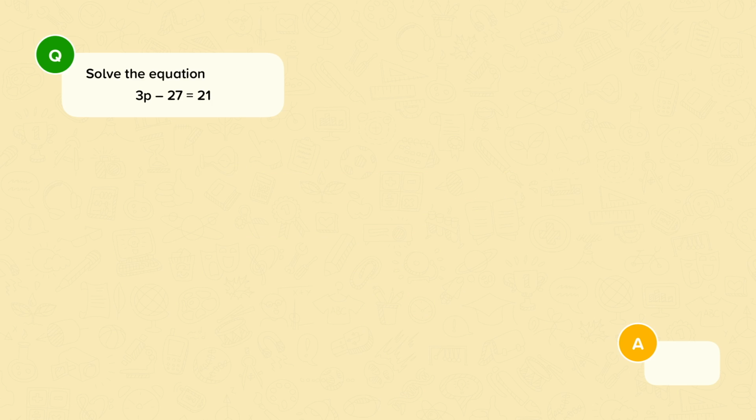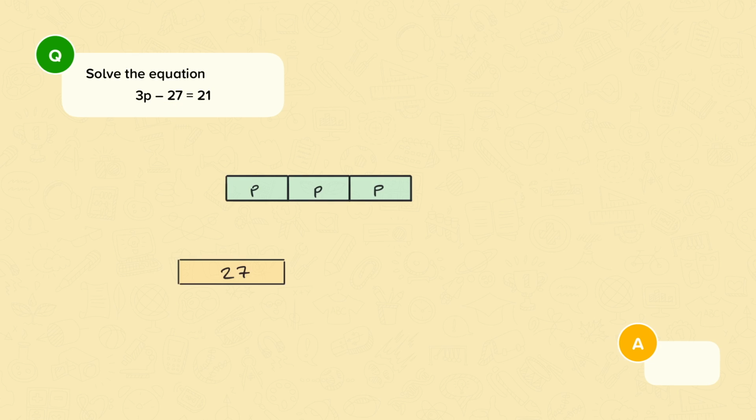Here's one last question for us to model and then solve. Solve the equation 3p subtract 27 equals 21. Pause the video if you want to have a go at modelling and then solving the equation on your own. Now let's go through it together. We have 3p, so we draw 3 equal bars of length p. We must then subtract 27 from 3p. So we draw a bar of length 27 underneath. We can see from the equation that 3p subtract 27 is 21. So this distance here, the difference between 3p and 27, is 21. Well done if you drew a model like this.